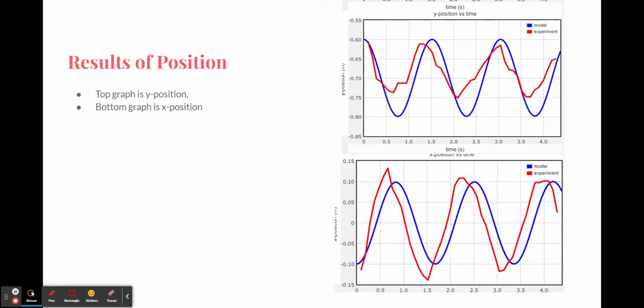Now this is followed by the model position in the x and y directions compared to the actual experimental condition. Now the experimental position is kind of wonky, as you see here, with a lot of curves and ups and downs, and this is likely due to me messing it up in Tracker with my clicks, probably a mouse error.